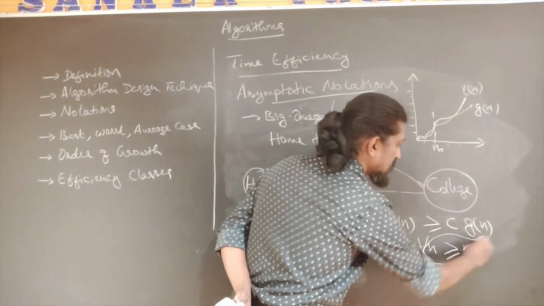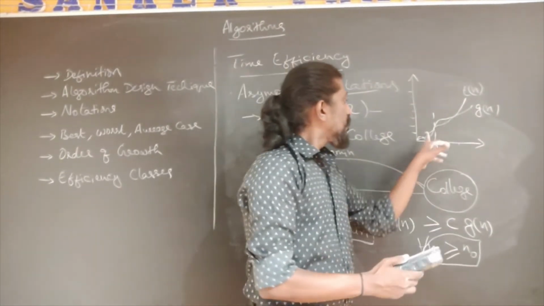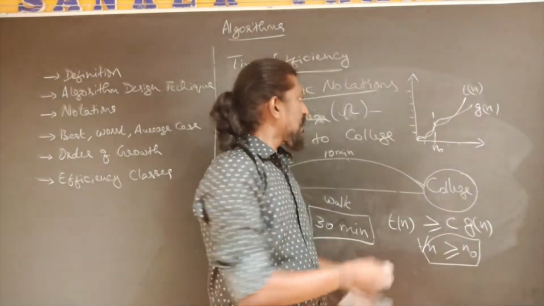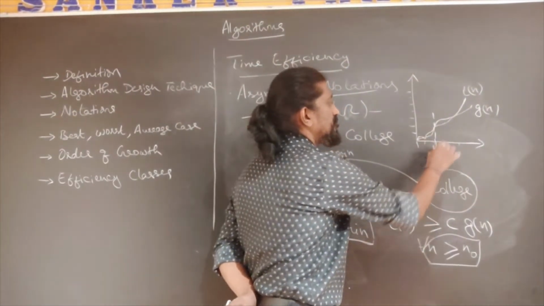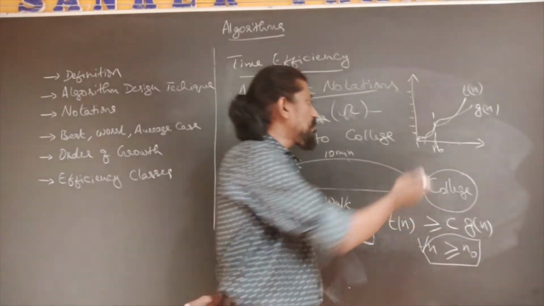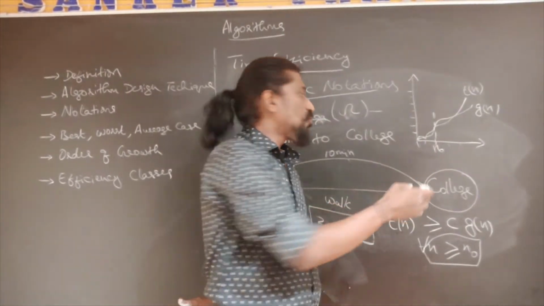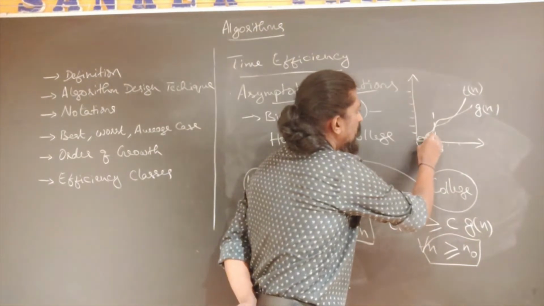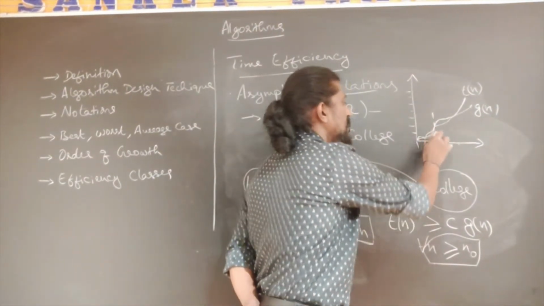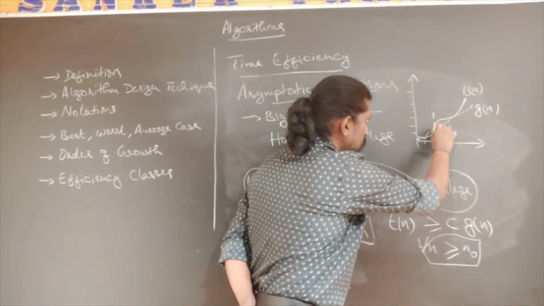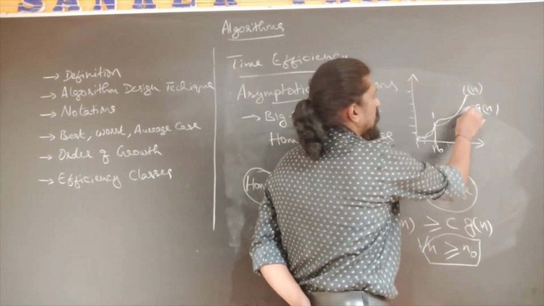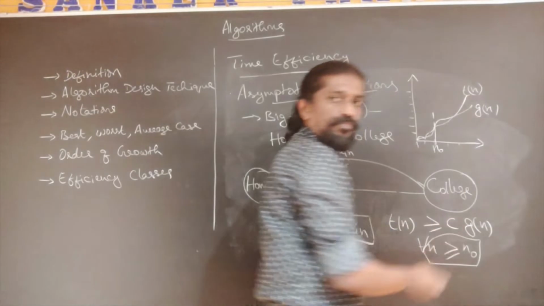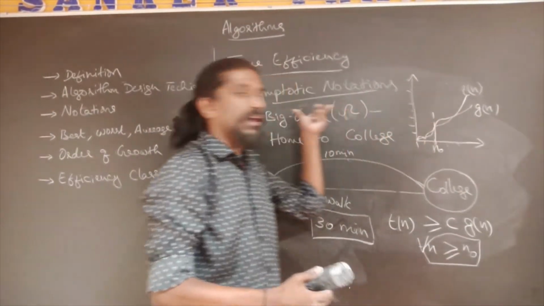So why we need this is, the graph may not satisfy the condition for some small values of n. Once again it depends upon the problem, maybe for some 100 or 1000 values, sometimes this curve may go up, sometimes that may go up. But starting from this value n naught, we are telling the time t of n will always be greater than or equal to c into g of n. So that is omega notation.